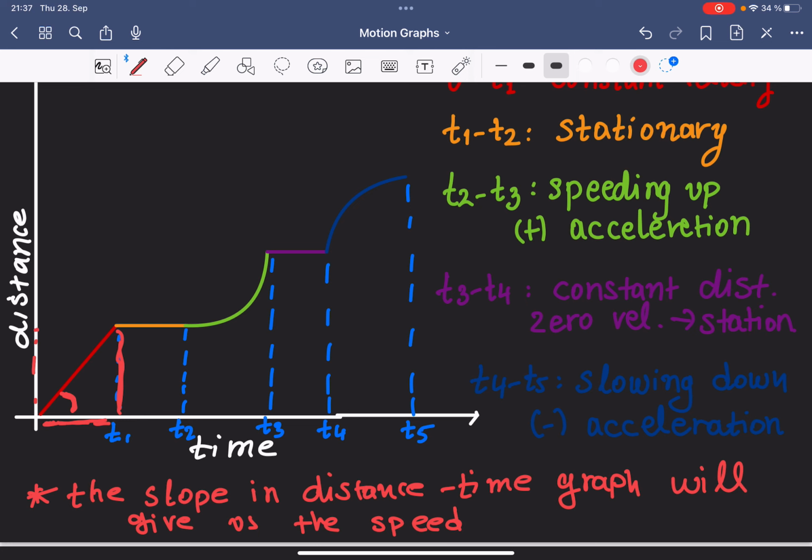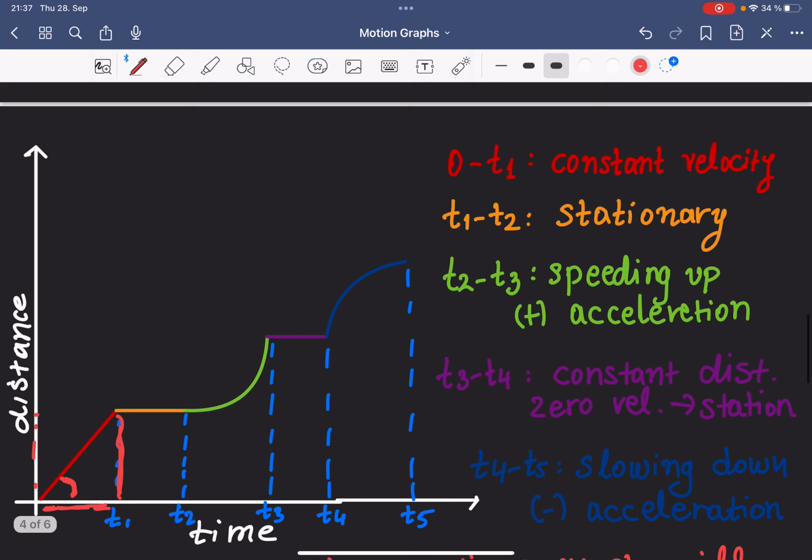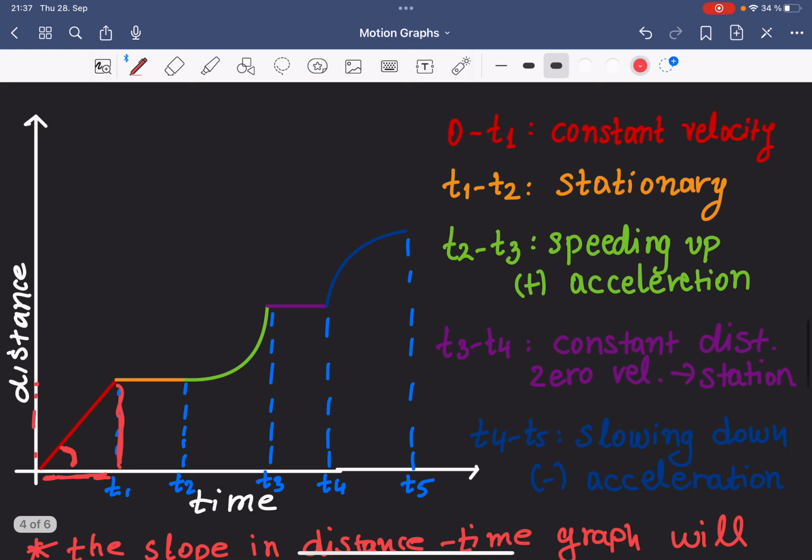So the slope is not changing, which means the slope is constant. So I have a constant velocity, and the object is moving far away from the beginning point. The distance is increasing at a constant velocity. Now from t1 to t2, we see that the distance is the same, so it's not moving further away. And this makes sense because the line is a flat line, which means the slope is 0, which means the velocity is 0. In other words, we call it a stationary condition, so the object is not moving.